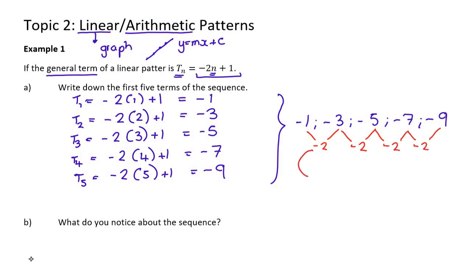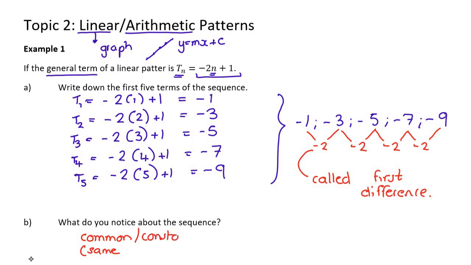Now this is called the first difference. When you find the difference between the different terms in the sequence, it's called the first difference because you found the difference between these terms. So what we notice about this sequence is it has a common, which actually means the same, or constant first difference. So basically every single time here we're subtracting 2. So we have a common or constant first difference.